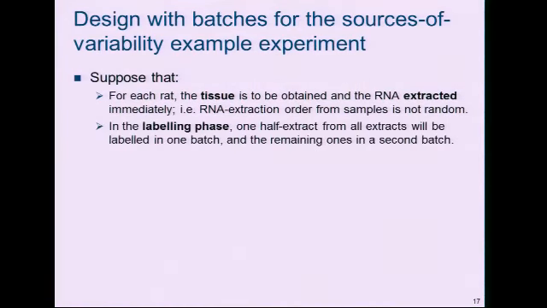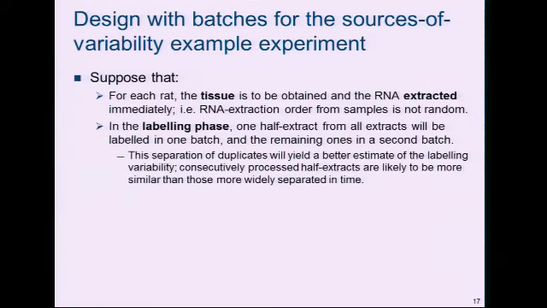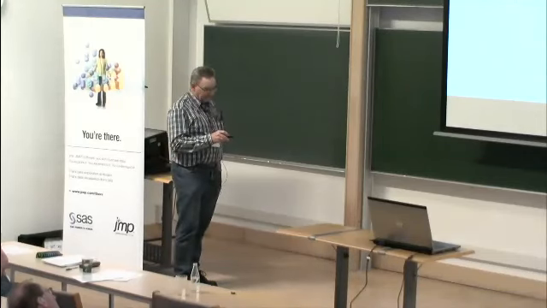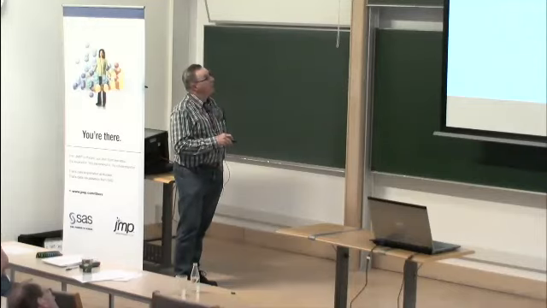In the labelling phase, let's suppose half of all the extracts will be labelled in one batch and the remaining ones in a second batch. I don't think they did this, but it would actually be a good thing to do because you'll get a better estimate of the variability arising from the labelling process, because if you do them both together, it's likely to be more similar than if you stretch them out. So you're likely to get a more realistic estimate of the variability from labelling.